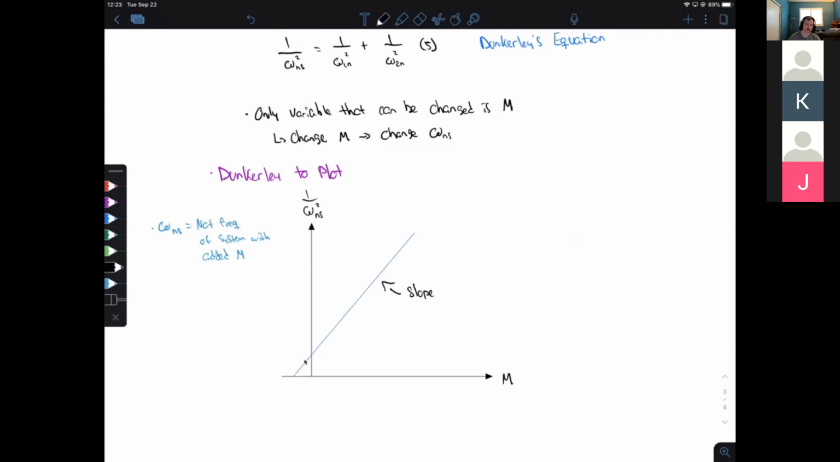Okay, so the slope here is going to be equal to 1 divided by k sub e. So I'll do k sub e comma exp for experimental. So from our slope, once we make this plot, we can find our experimental effective stiffness from the beam.